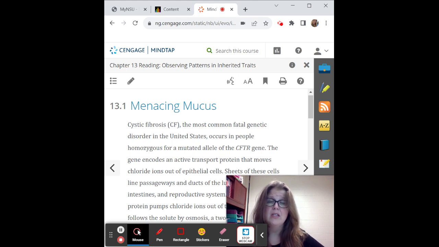And what this does is it creates a hypertonic environment. And if you remember, hypertonic means that there's a higher solute concentration outside of the cell. So by pumping these chloride ions out, it causes water to follow suit. So the water will actually leave the cell. And this is important because it hydrates the outside of the cell and makes it a little bit more wet, like a thin, watery film, I think is how your book describes it if I scroll down a little bit here.